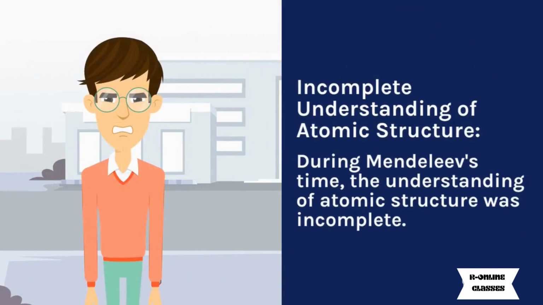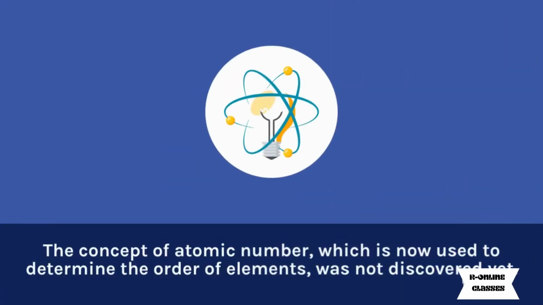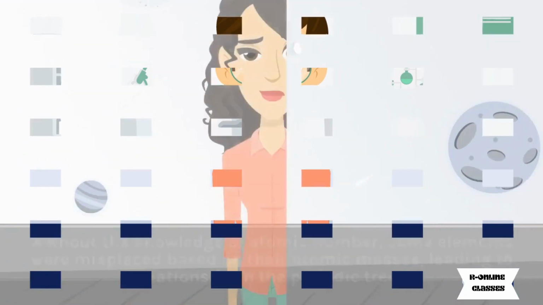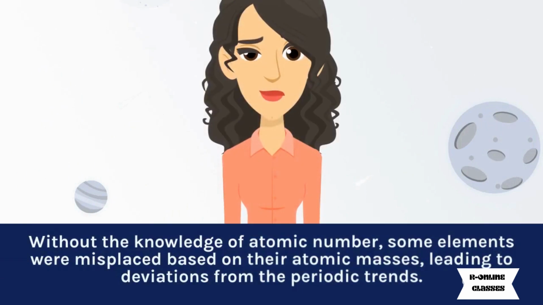Incomplete understanding of atomic structure. During Mendeleev's time, the understanding of atomic structure was incomplete. The concept of atomic number, which is now used to determine the order of elements, was not discovered yet. As a result, the periodic table had some inaccuracies in terms of element placement and grouping. Without the knowledge of atomic number, some elements were misplaced based on their atomic masses, leading to deviations from the periodic trends.